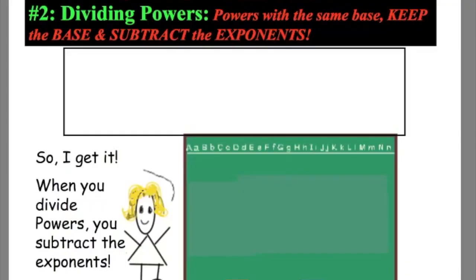Okay, let's take a look at our second exponent rule. Dividing powers with the same base, once again, we're going to keep that base and we're going to subtract the exponents. So let's see what that rule looks like. So x to the m is being divided by x to the n. According to the rule, my bases here are the same, so I'm going to keep my base and I'm going to subtract my exponents.